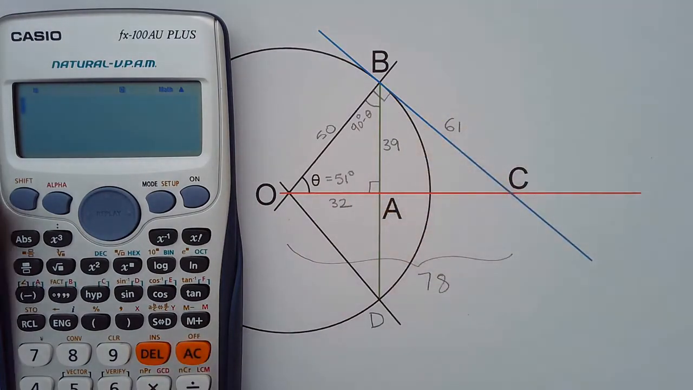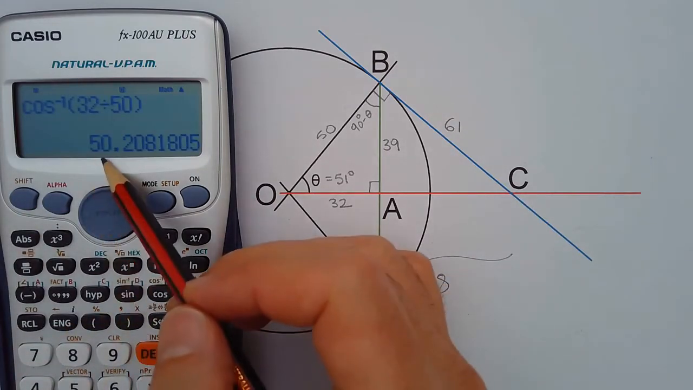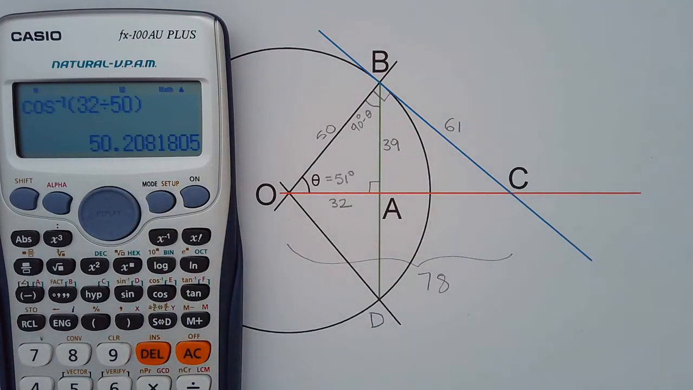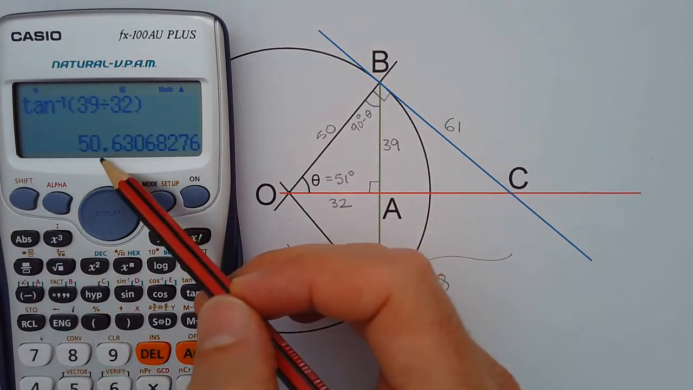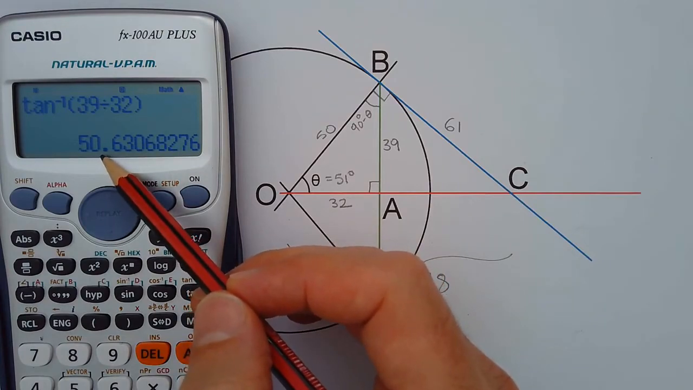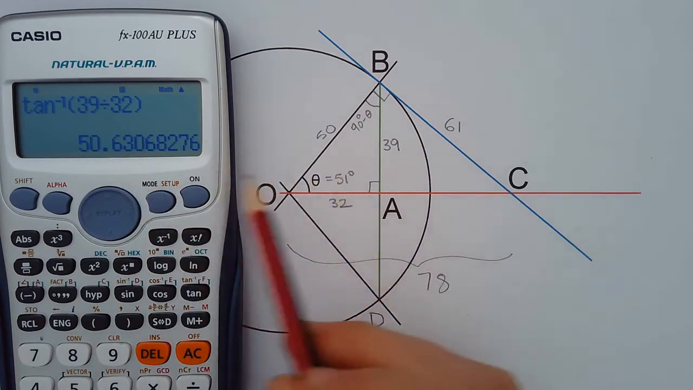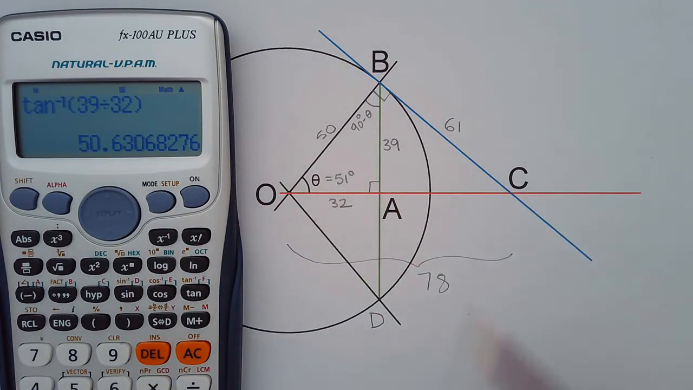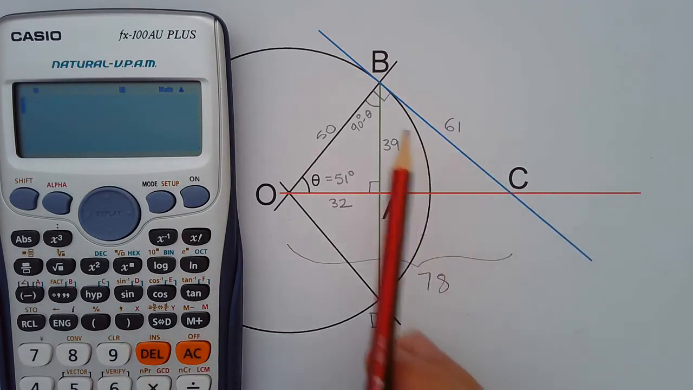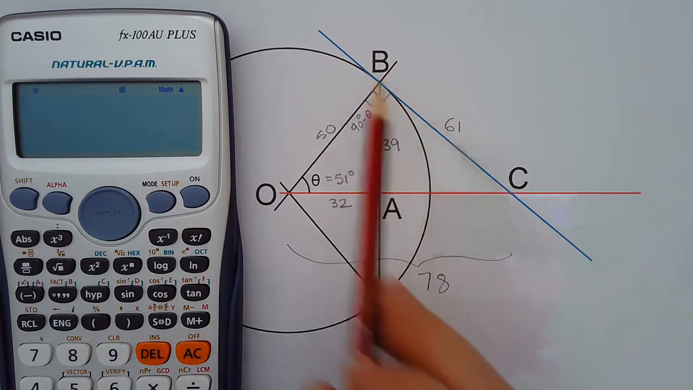Okay, let's have a look at cosine. Shift cosine, so inverse cos, 32 on 50, and we get something that's pretty close to 50 degrees there. What about tan? So inverse tan of 39 on 32. A little bit off here, but it's closer to 51 degrees. So it's between the 50-51 degree mark, so it just depends. We're only off by a little bit. Obviously, it depends how accurate your measurement is. Now, the interesting thing is this BC and where this BC comes from.